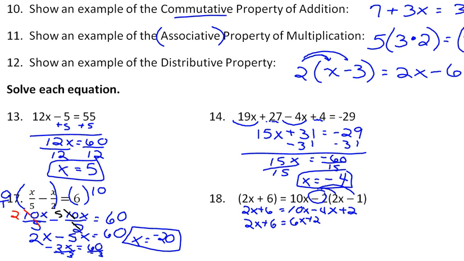Okay, subtract 2x from both sides. So 6 equals 4x plus 2. Subtract 2 from both sides, and then again. The 4 equals 4x. Divide by 4, x equals 1.